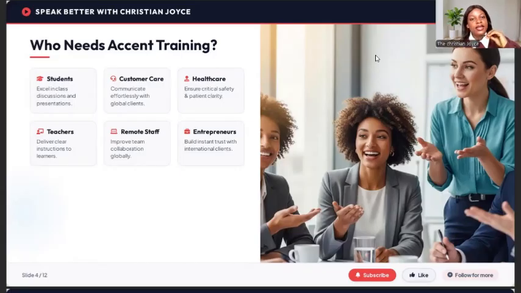And the next is teachers. They need accent training to deliver clear instructions to the learners. It's a theme today. And we also have remote staff who, by improving their accent, improve their team collaboration globally. And then lastly, entrepreneurs build instant trust with international clients by acquiring accent training. This is it. But it is not limited to this group of persons.